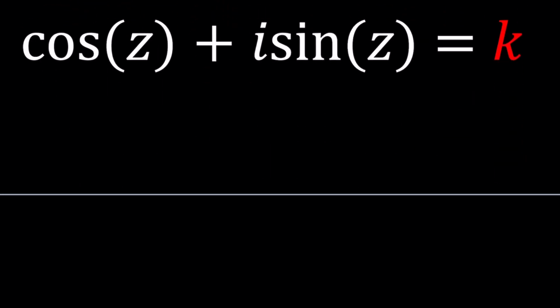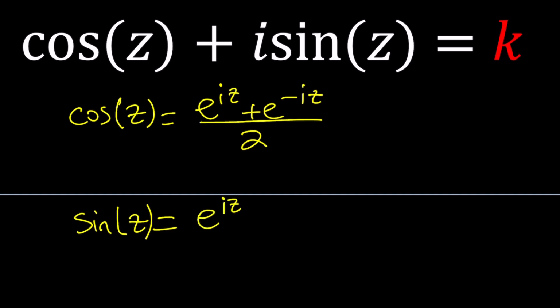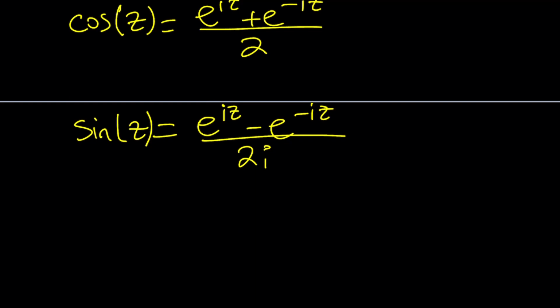And one of the things we talked about was that cosine of z can be written as e to the iz plus e to the negative iz divided by 2. The same thing can be done for sine, but this time you need to subtract them and then divide by 2i instead of 2. So it's going to look like this: e to the power iz minus e to the power negative iz divided by 2i. And of course, we can multiply the top and the bottom by negative i or just i. A lot of times people do i because it's a little easier.